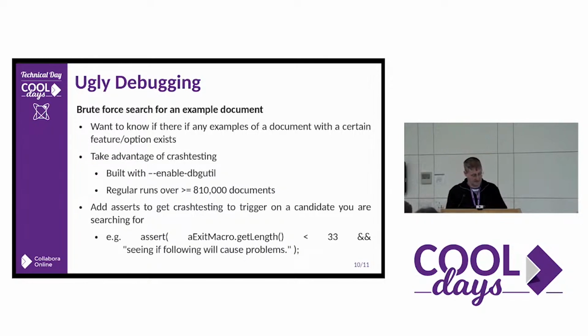And the last one then is, if you want to search for an example of something, you can abuse the crash testing and you can put in an assert to find an example of the document you're looking for. We'll run the crash testing. It'll fall over on a case of something that you're looking for. You take out your temporary assert that you used to find an example of something. And that's how you can use crash testing to find something interesting for your analysis. Okay, thank you.